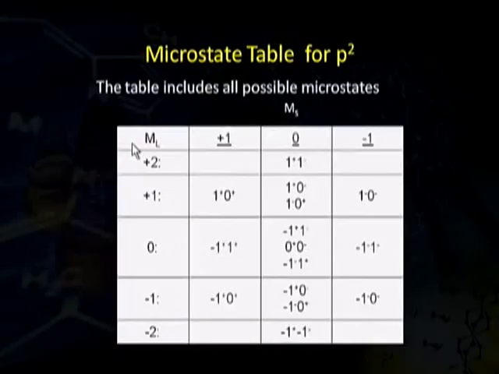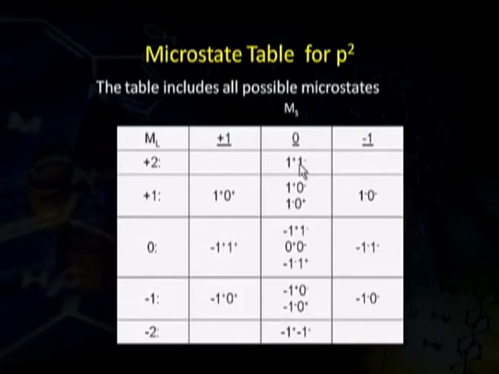The table includes all the possible microstates. Like in the previous table, ml is plus 2, plus 1, 0, minus 1, minus 2. For ms, plus 1, 0, minus 1: plus 1 means the two electrons are arranged in a parallel fashion, plus half, plus half. Two electrons arranged in an anti-parallel fashion means plus half and minus half, and two electrons pointing downwards means ms is equal to minus half.